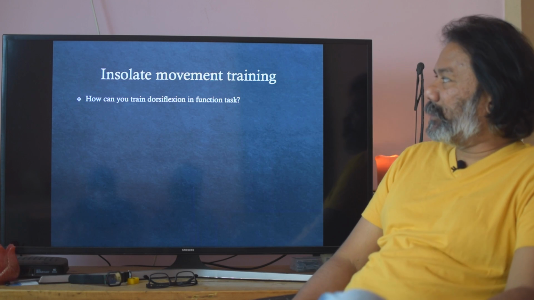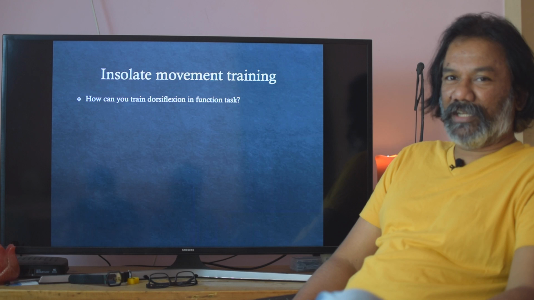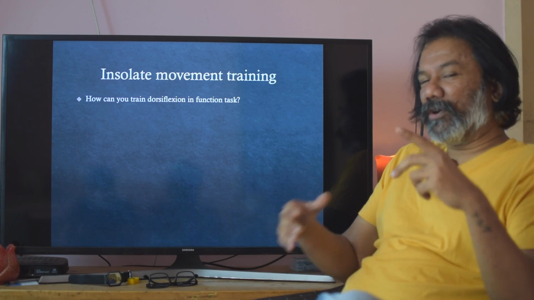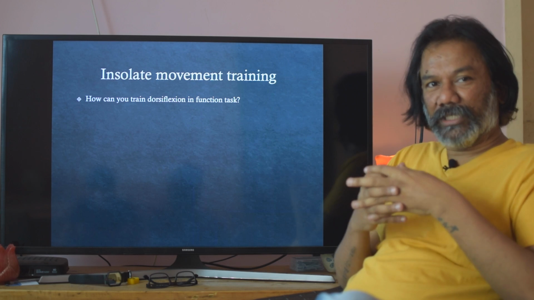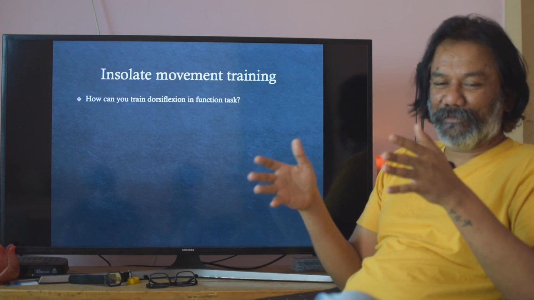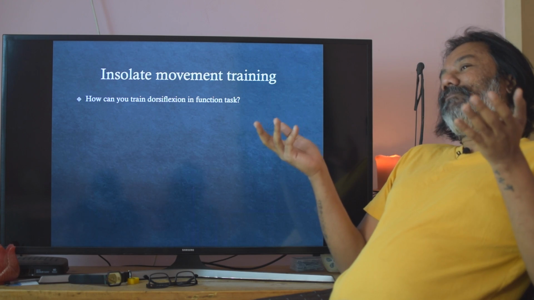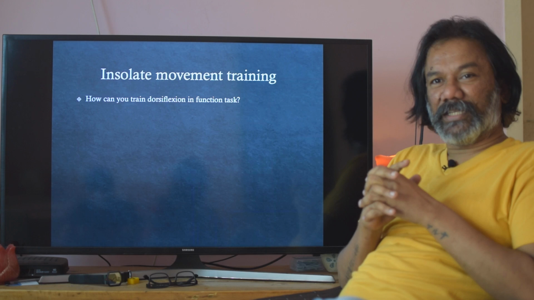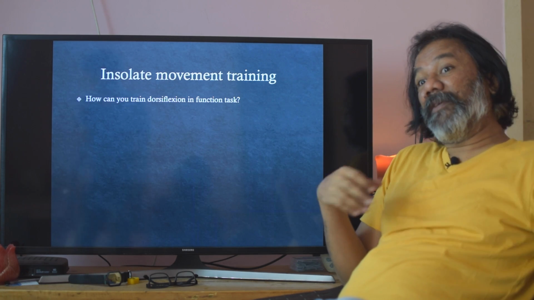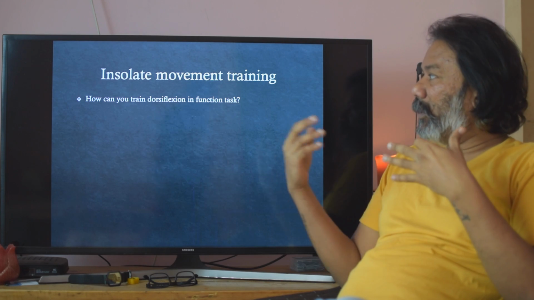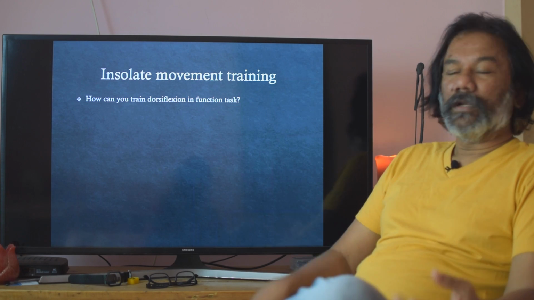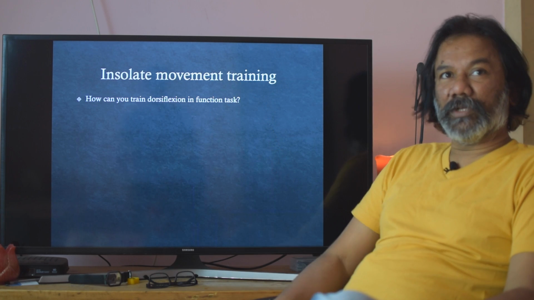The next question is, how can you train dorsiflexion in a functional task? This question itself is sort of an oxymoron, I suppose. By definition, a task-oriented or functional activity is a multi-jointed movement. It is not an individual movement like dorsiflexion. So we don't look into improving dorsiflexion or plantar flexion or things like that. We look into improving gait. We look into improving balance, things like that, rather than just dorsiflexion or wrist movements or finger movements or things like that.